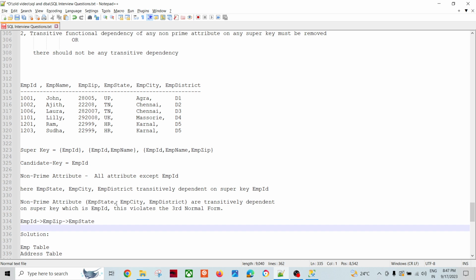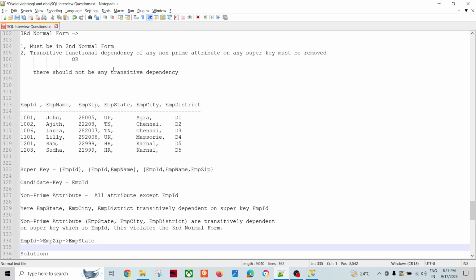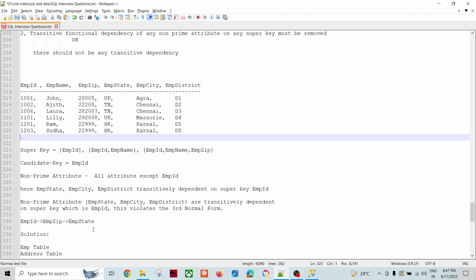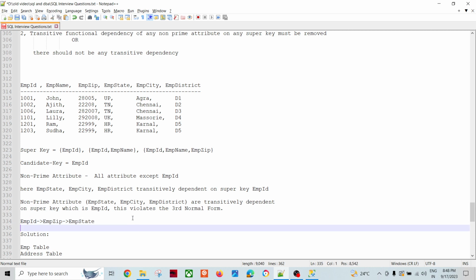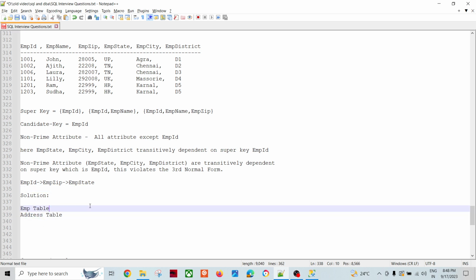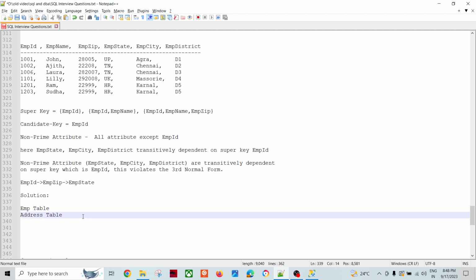So this dependency should not be there. There should not be a transitive functional dependency in the sense of any non-prime attribute. Employee state is a non-prime attribute, so a transitive one on a super key must be removed. So we have this transitive dependency, and we should remove it. What we can do is create two tables: an employee table with employee ID and employee name, and then an address table. The address table can refer to the employee table, so there will be a foreign key and primary key relation within those tables.